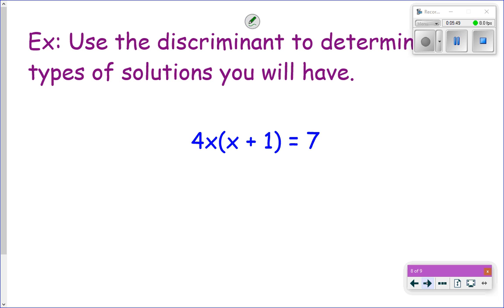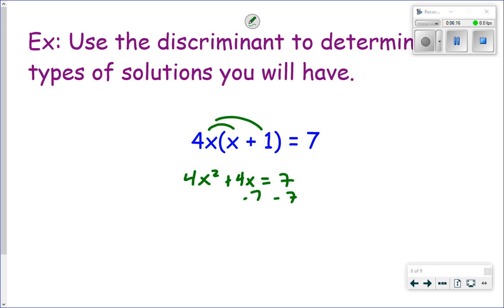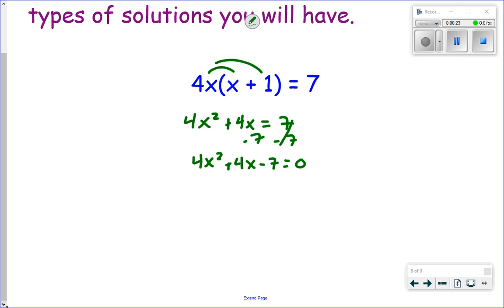All right, next one, I've got 4x times x plus 1 equals 7. So definitely right off the bat, I recognize that this is not in the right format. So first thing I'm going to do is take care of these parentheses here. So I need to distribute 4x. So 4x times x is 4x squared. 4x times 1 is 4x. And then I've still got the 7 on the wrong side, so I'm going to subtract it from both sides. 4x squared plus 4x minus 7 equals 0. Now I'm good to go.